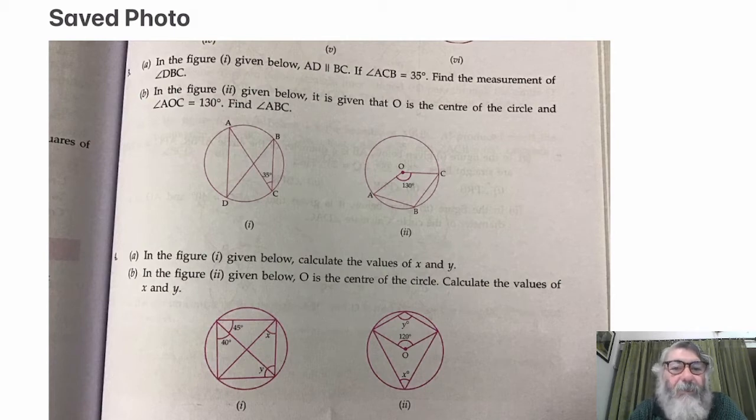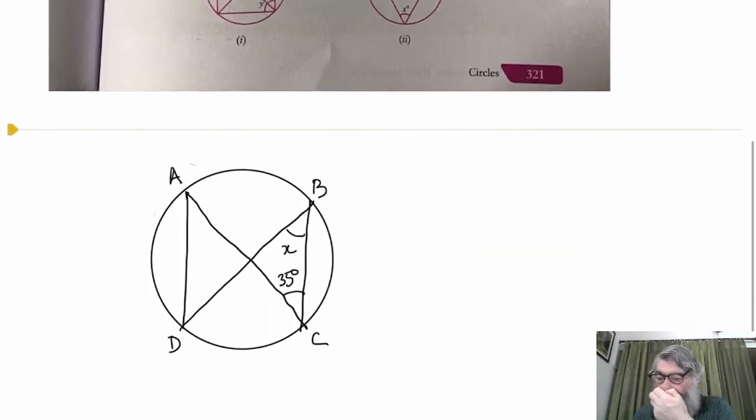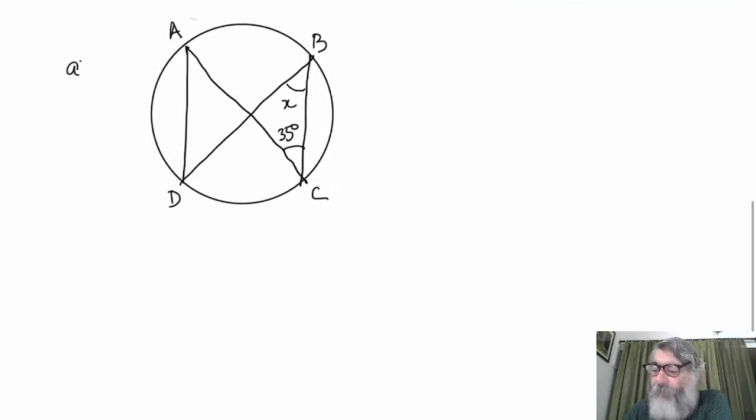So in this part of the problem, I cannot apply any center-related property. But yes, I can see the angles in the same segment, and the parallel line property, because he has given you that AD is parallel to BC. So I have made this figure here. AD is parallel to BC.